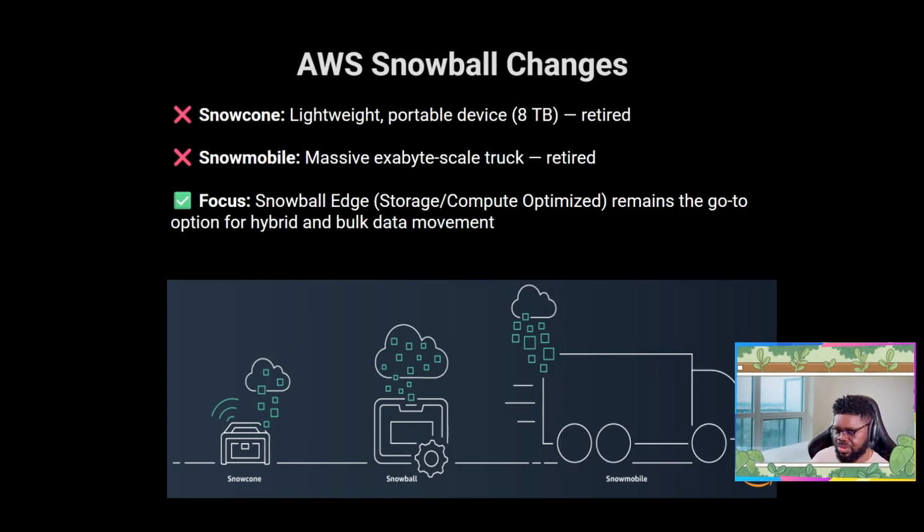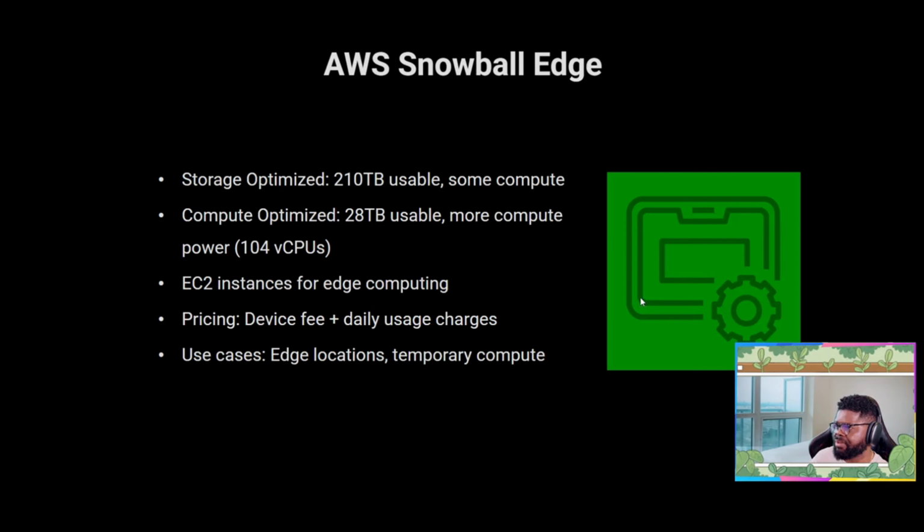So what is now Snowball Edge is the next thing we'll be talking about. Snowball Edge basically gives you two options. Storage optimized, meaning basically for storage. You can collect it from AWS, take it to your on-premise environment, push your files into it, and return the device to AWS.